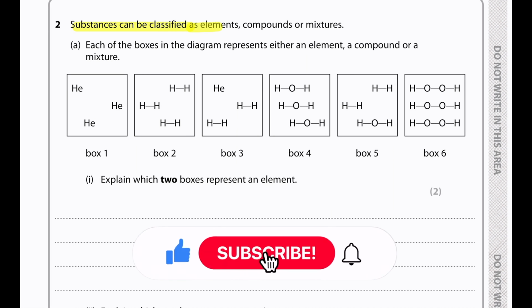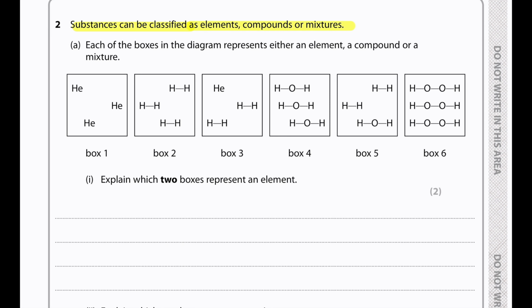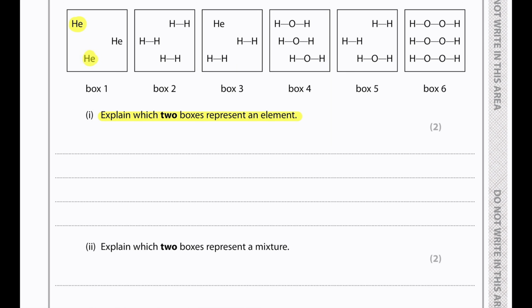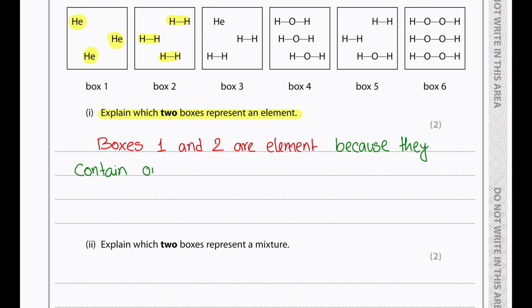Substances can be classified as elements, compounds, or mixtures. Each of the boxes in the diagram represents either an element or a compound or a mixture. Explain which 2 boxes represent an element. You can see box 1 is helium, which is an element, and box 2 is only hydrogen, which is also an element. So boxes 1 and 2 are elements because they both have only one type of atom or molecule.